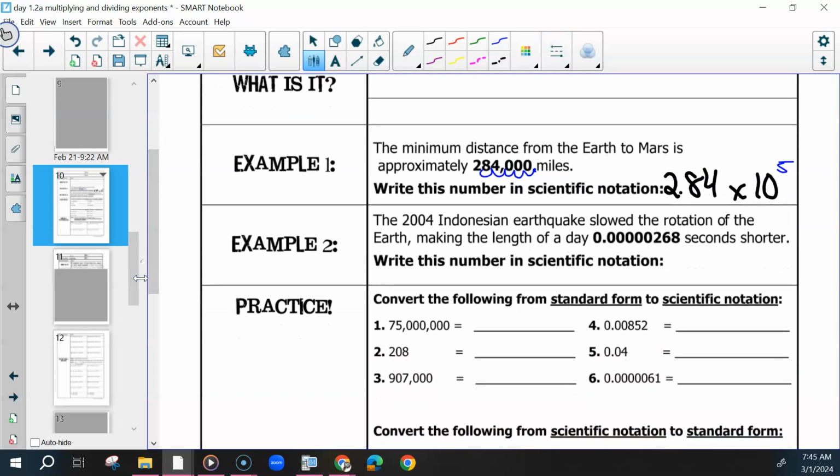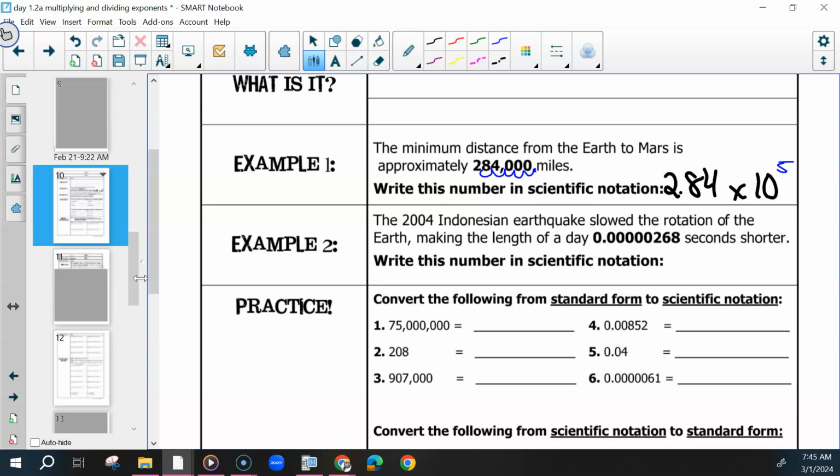Alright, and then in example 2, the 2004 Indonesian earthquake slowed the rotation of the Earth, making the length of a day, I don't know what that is decimal-wise, but a bunch of zeros, 0.268 seconds short, so really, really short. We're going to do the same thing, but backwards. How would we write this one in scientific notation?